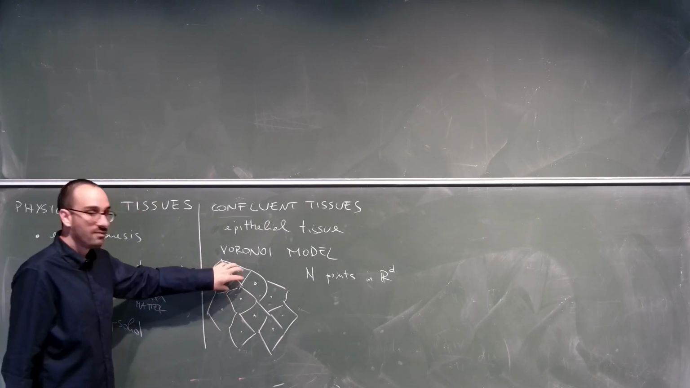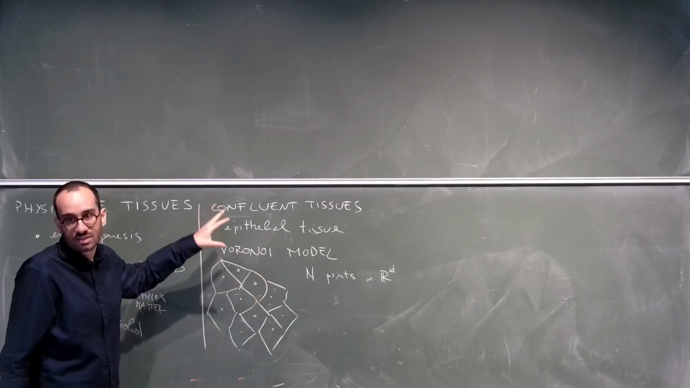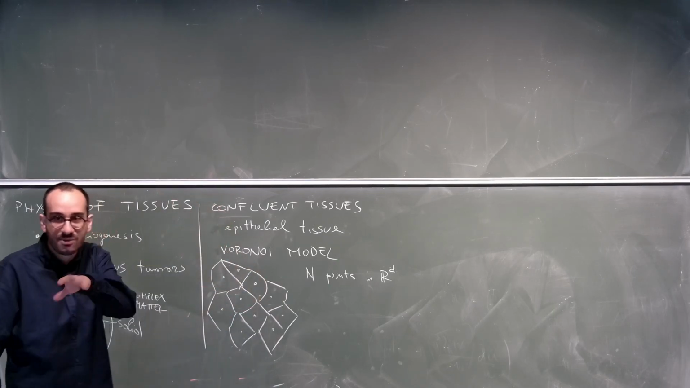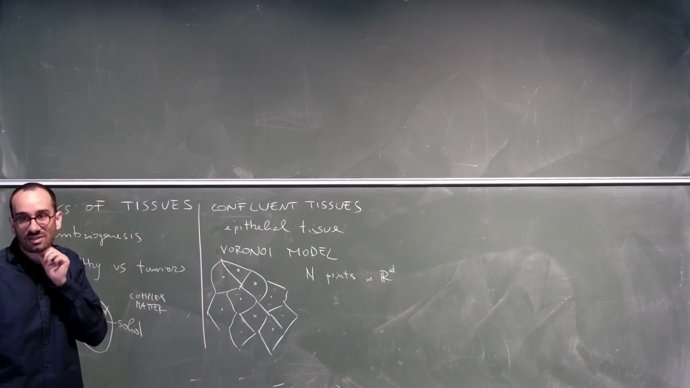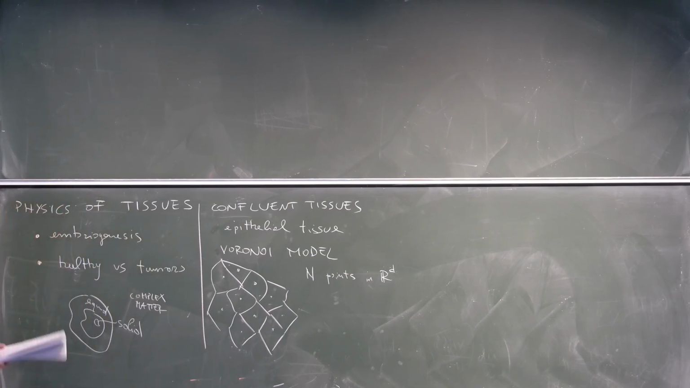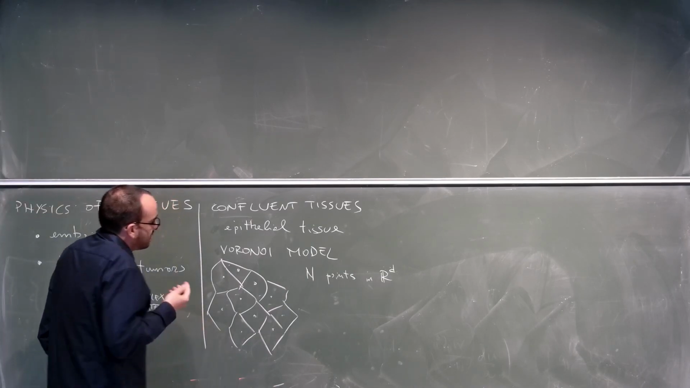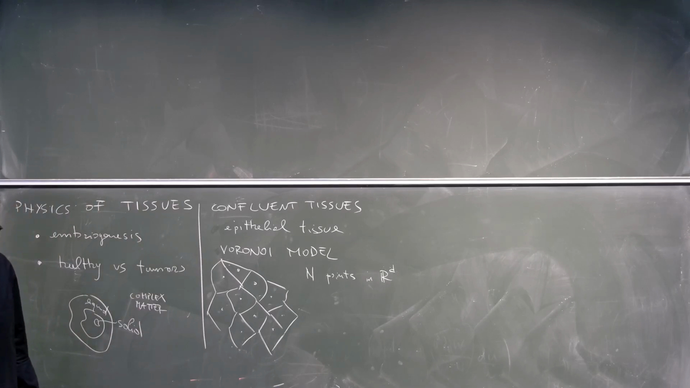So these are convex. They have convex shape, and I will play with the shape in a second. Okay, so now what do you do with this? So you just invoke some biological constraint, and you say, okay.